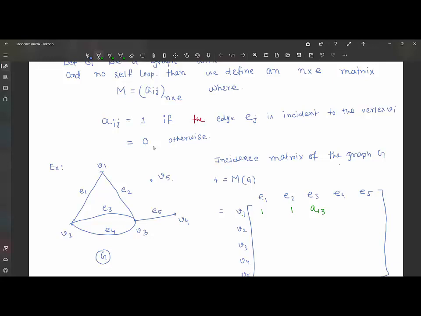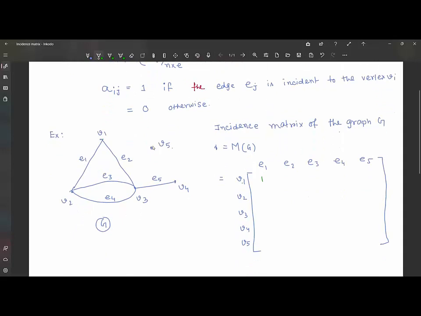So that's the way you can draw this matrix from the definition, but instead we will do it in column-wise form, because you can see that here E1 is attached to two vertices.